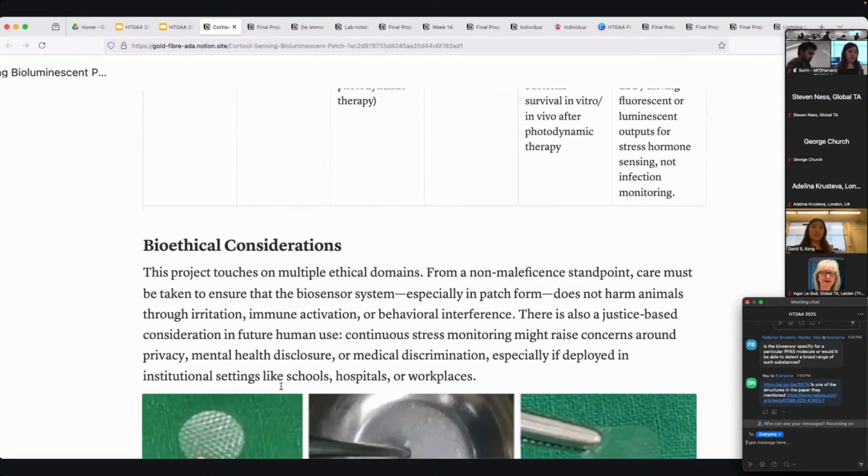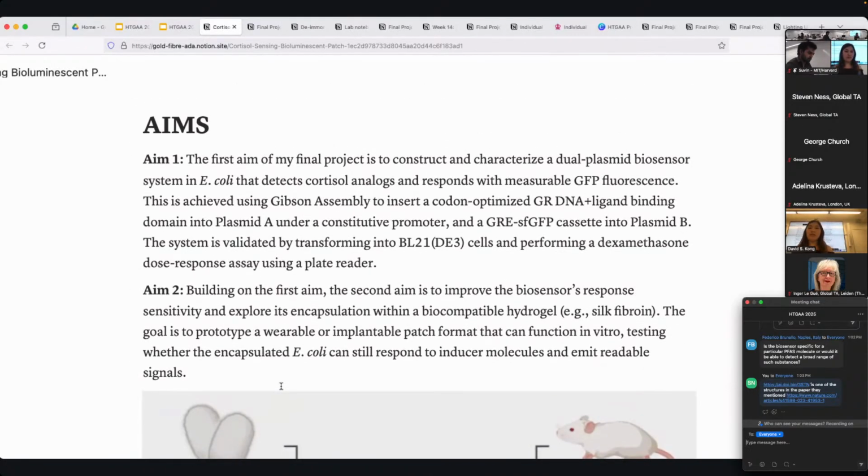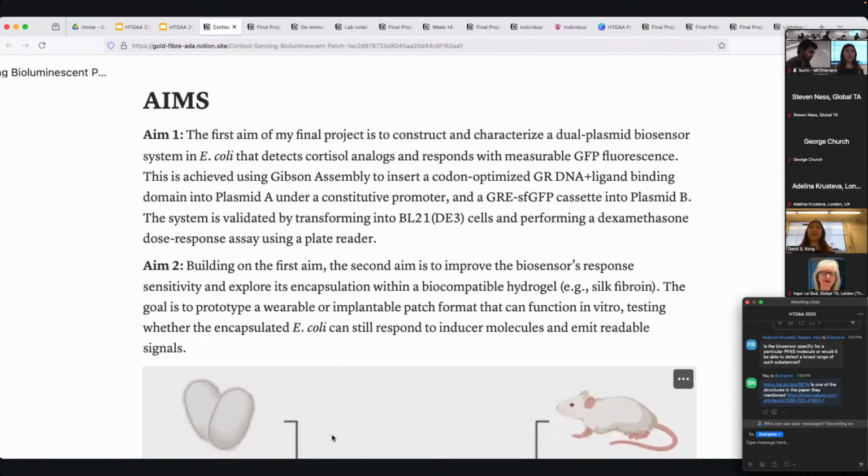And so I will now go to the aims. Aim one is to just have this genetic circuit working in E. coli. It's being transformed into E. coli, and this would be assayed using an induction assay where you could measure the fluorescence using the OD600. I'll go into that a little more later on.